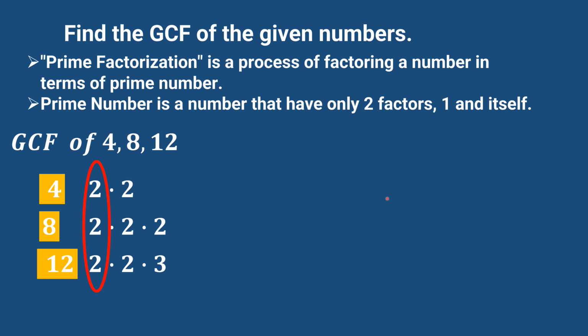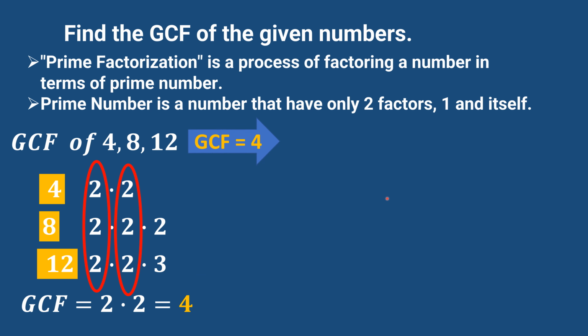Then let us see their common factors. Among the three numbers 4, 8, and 12, the 2 is common. And still, the other 2 is also common to the three numbers 4, 8, and 12. So what shall we do with the 2? So far, our GCF is 2 times 2, which is equal to 4. So the GCF of 4, 8, and 12 is equal to 4.